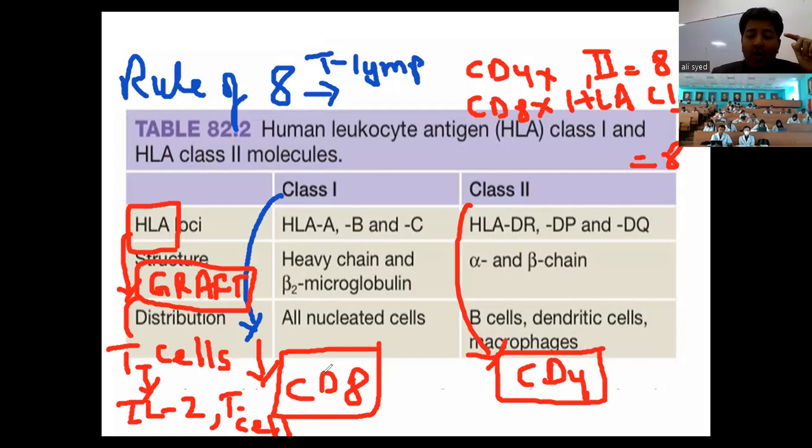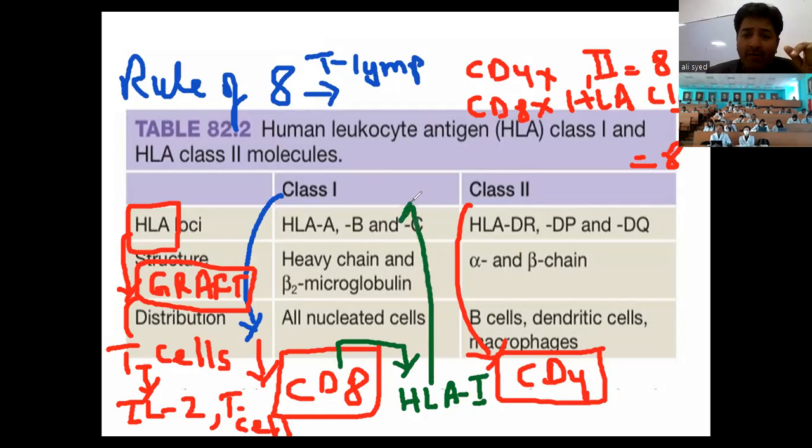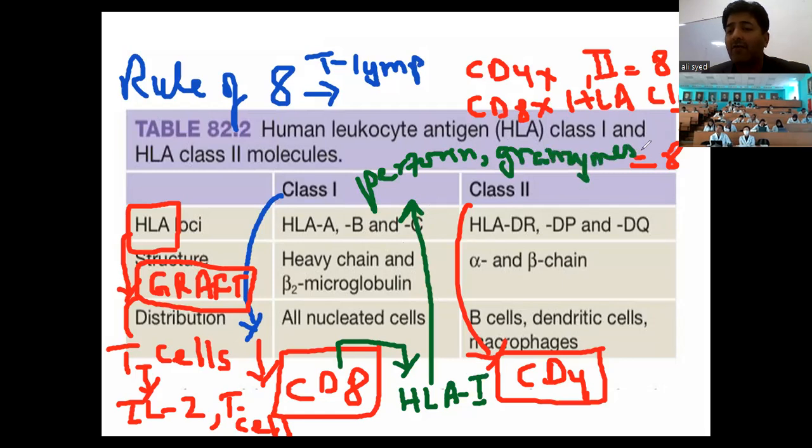Okay. And when it stimulates, now what is going to happen? Now see here, this is the important point which you must remember. CD8 T cells will recognize HLA1. So CD8 T cells will recognize HLA1 antigens which are expressed on the graft cells, and now it is going to release some molecules like perforins and granzymes. And now it will destroy the graft.